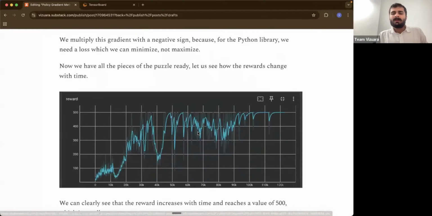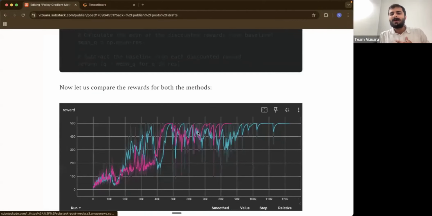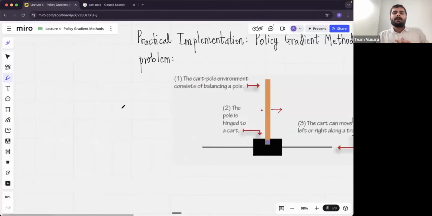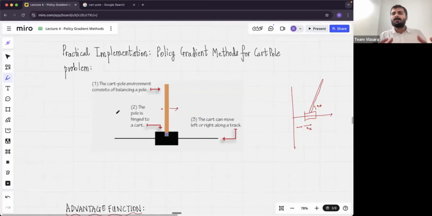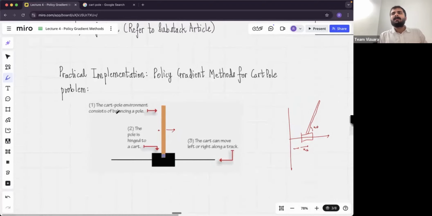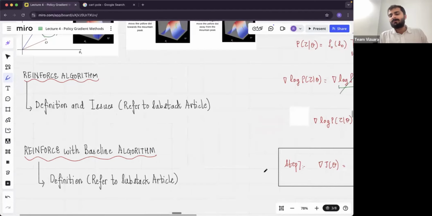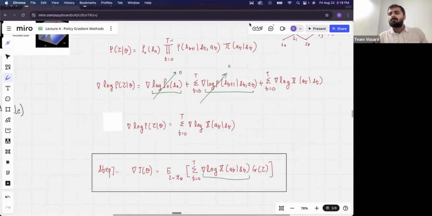Now, in reinforce with baseline, there is a value function subtracted as the baseline. And in this example, we have approximated that value function with a mean of Q, which is a crude approximation. But in reality, this G of tau or G of t minus V of t has to be estimated. And let's try to understand how to estimate that.